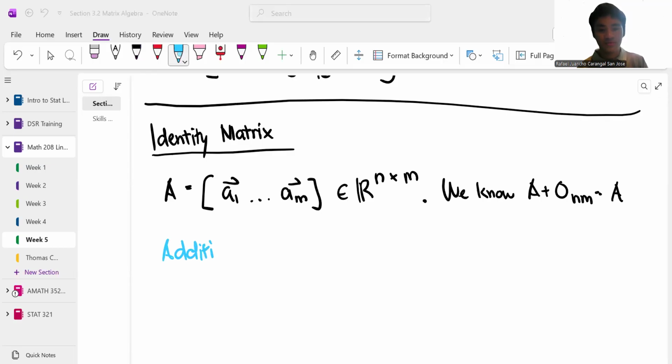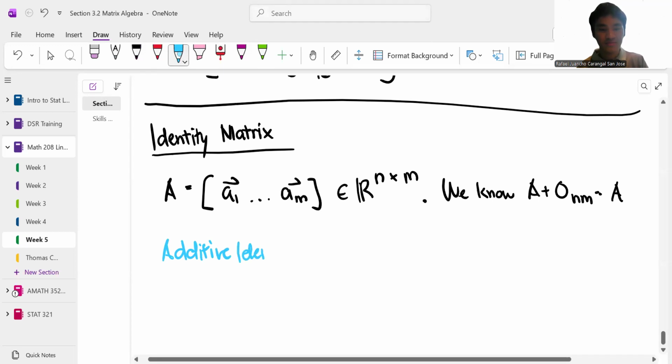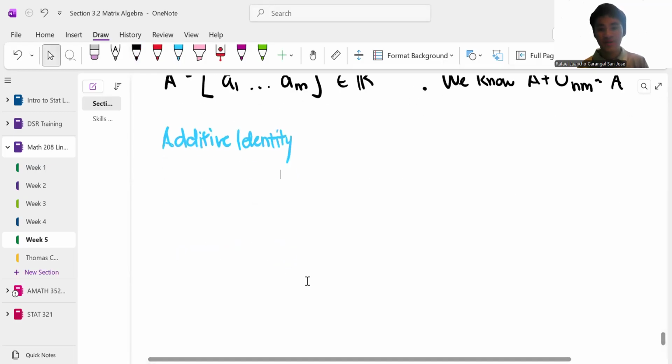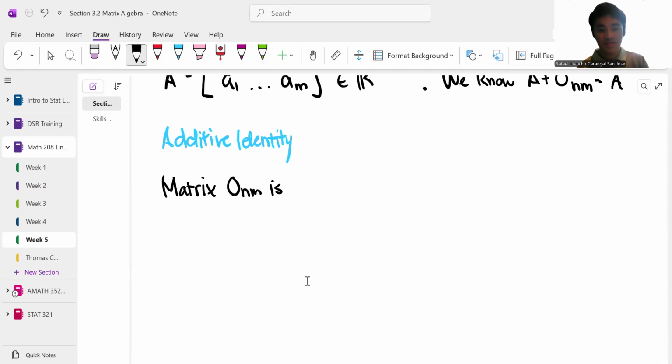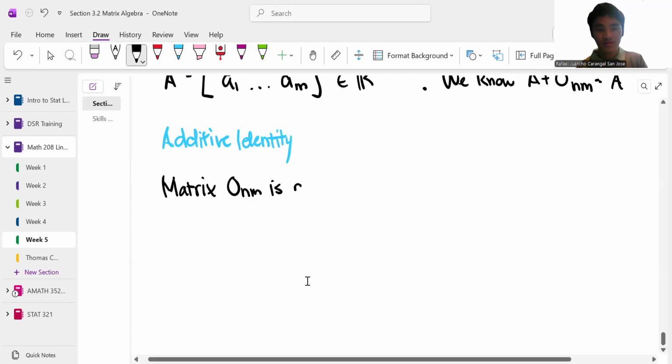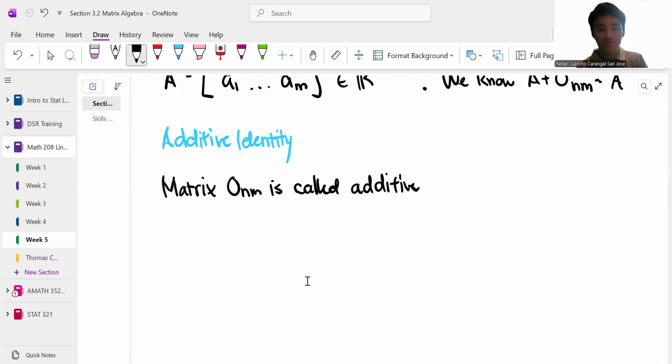Oh, okay, so many things appearing on my screen. Additive identity. So what does that mean? We say that the zero matrix is called the additive identity, because when we add something to this matrix, it's just itself without the zero matrix, right?